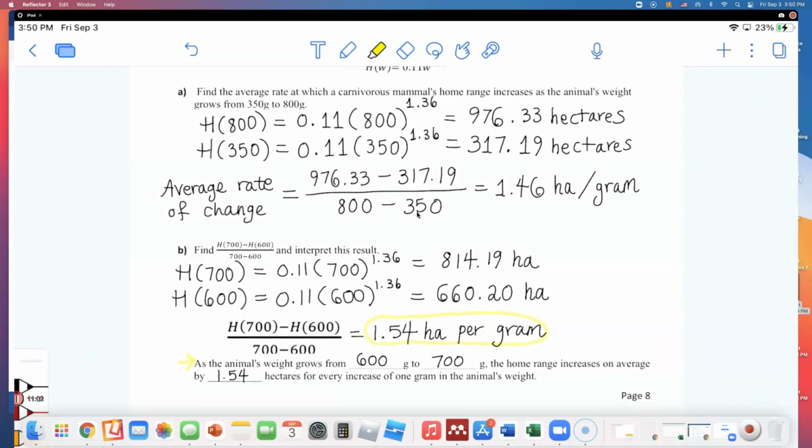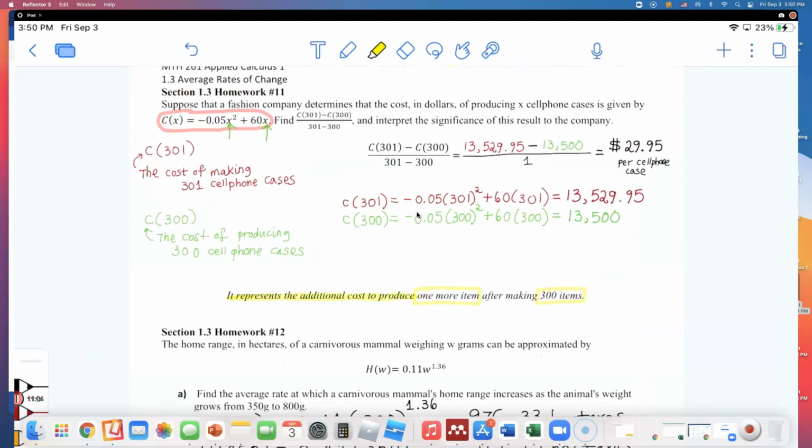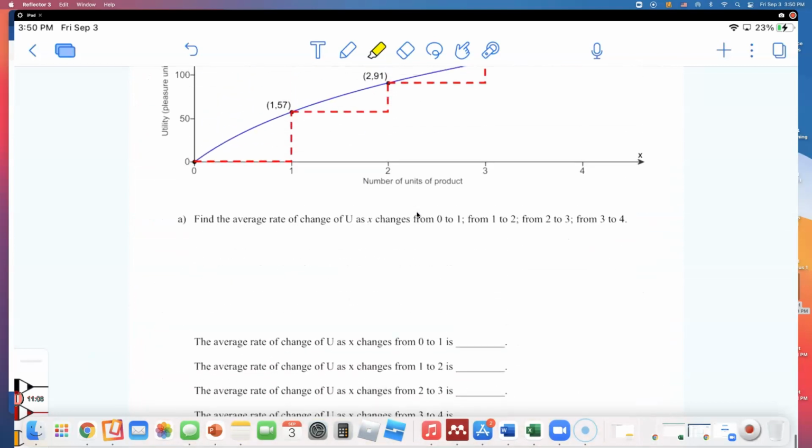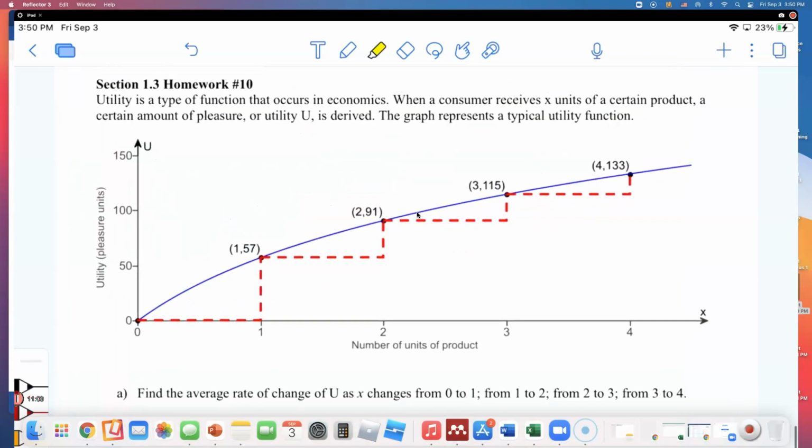I think that covers all the word problems or application problems. Oh, I forgot to record this one. I'll come back and do this one soon too. All right.